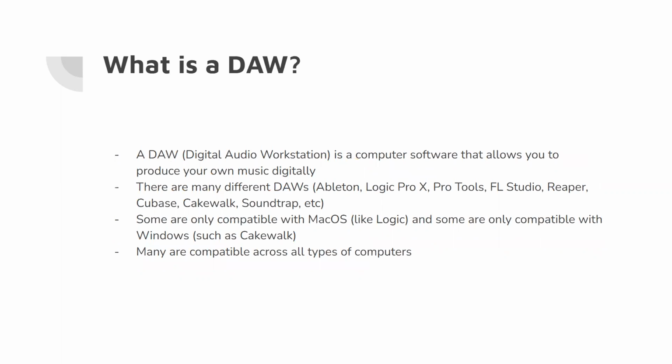What is a DAW? A DAW is a computer software that allows you to produce your own music digitally. And there are many different DAWs out there. There's Ableton Live, which we are going to be learning. There's also others such as Logic Pro X, Pro Tools First, FL Studio, Reaper, Cubase, Cakewalk, Soundtrap, and many others. There are some that are only compatible with the macOS operating system, like Logic, and some that are only compatible with Windows, such as Cakewalk. However, there are many others that are compatible across all types of computers.